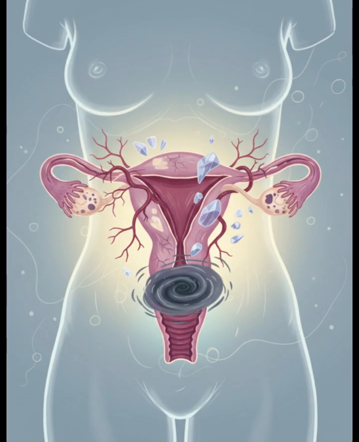For primary dysmenorrhea, the main focus is often on NSAIDs, non-steroidal anti-inflammatory drugs, like ibuprofen or naproxen. Why those specifically? Because they are powerful prostaglandin inhibitors.